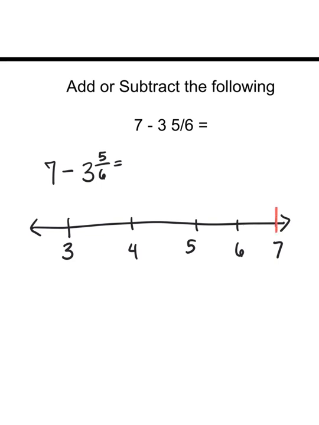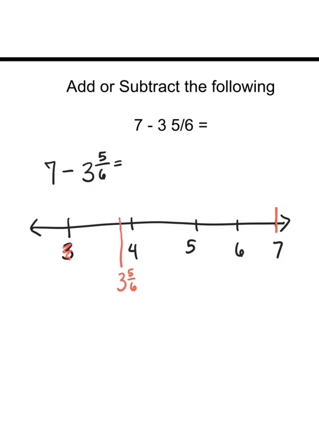Our starting point is not here at 3, but actually a lot closer to 4, because 3 and 5/6 is just ever so slightly, only a teeny bit further, and we would be right on the 4. So this is the 3 and 5/6.